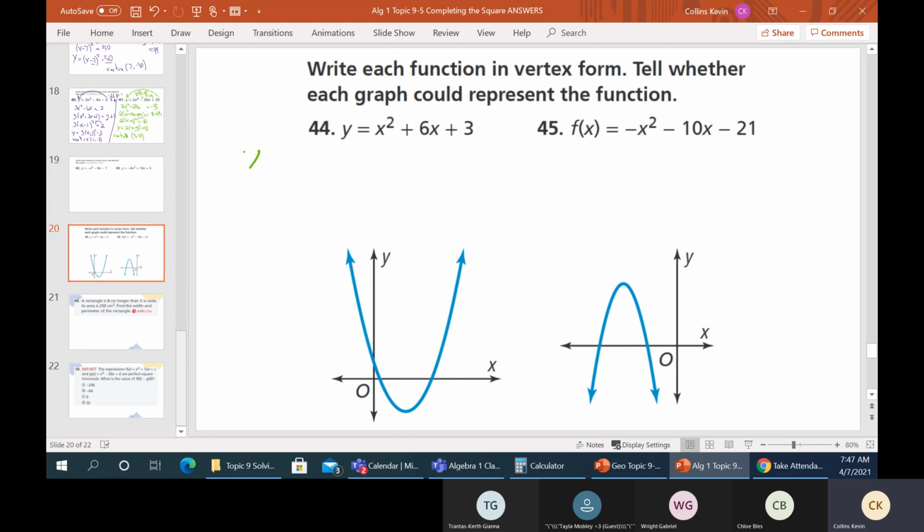I'm going to do x squared plus 6x. Move him over here. That's negative 3. Okay, so I'm going to do 6 divided by 2.